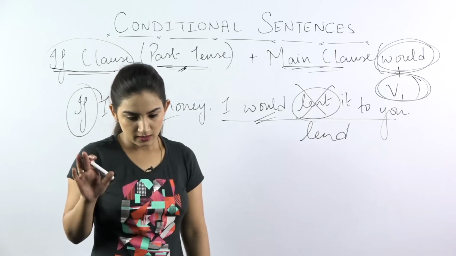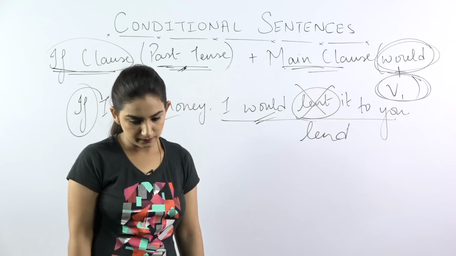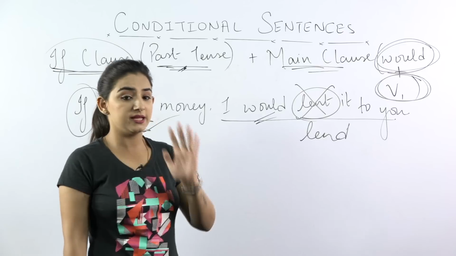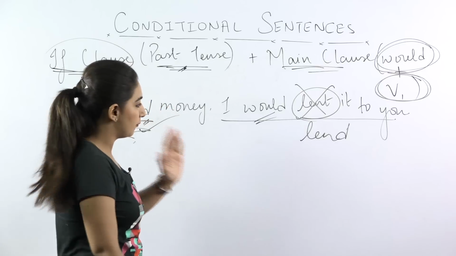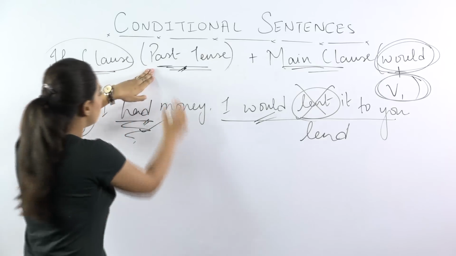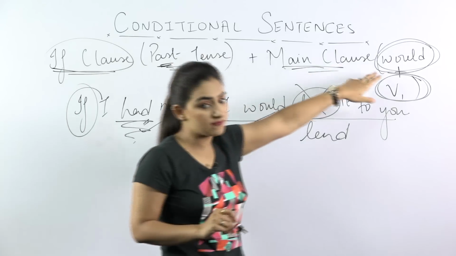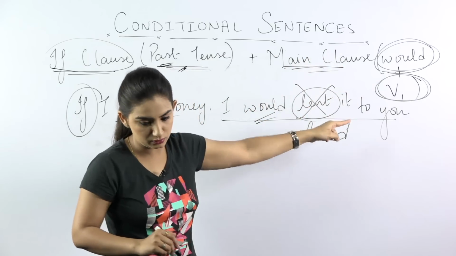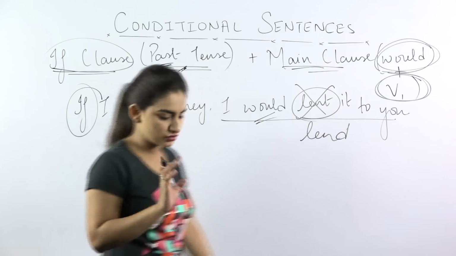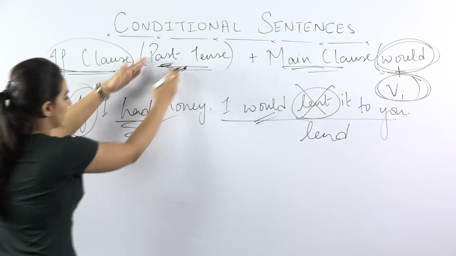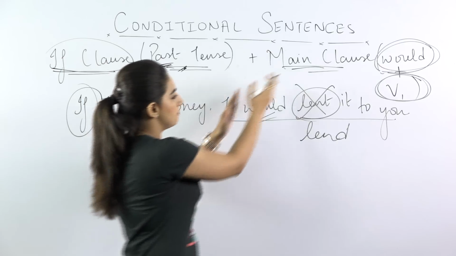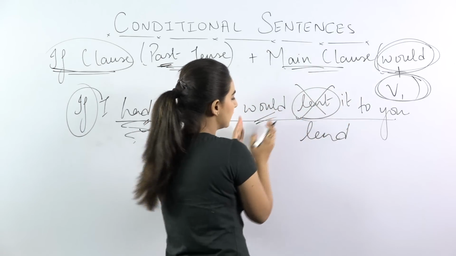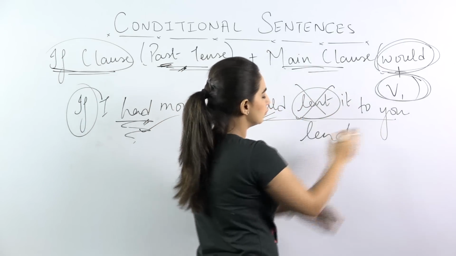ठीक है? Had, would have. Very good. Would have नहीं लगेगा. Please make this a point कि आप कभी भी जब past tense में दिया होगा तो would have नहीं लगाओगे. Past tense में would plus V1 का use करोगे. ठीक है? I would lend it. So the correct sentence is if clause past tense, if I had money. Main clause would plus V1. I would lend it to you.